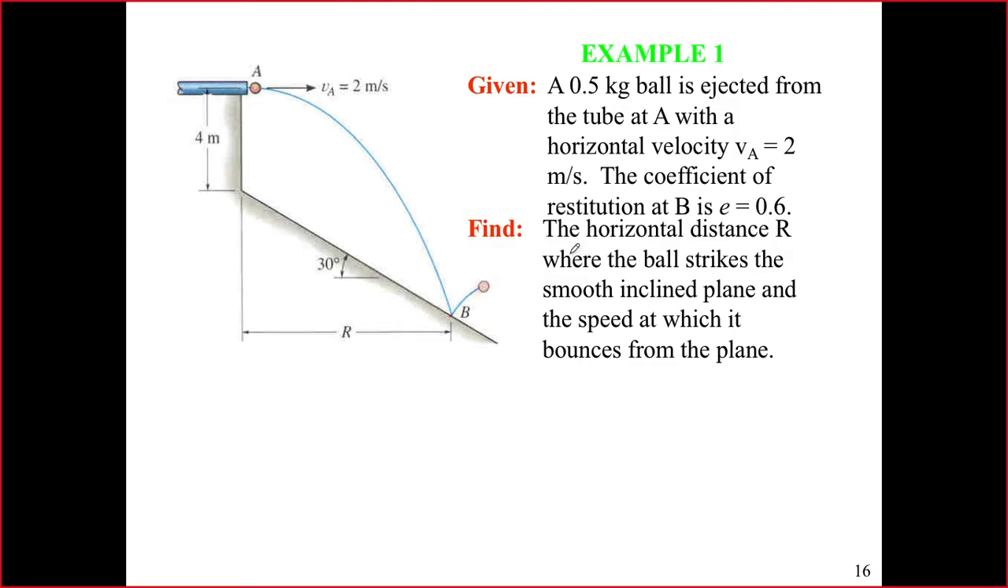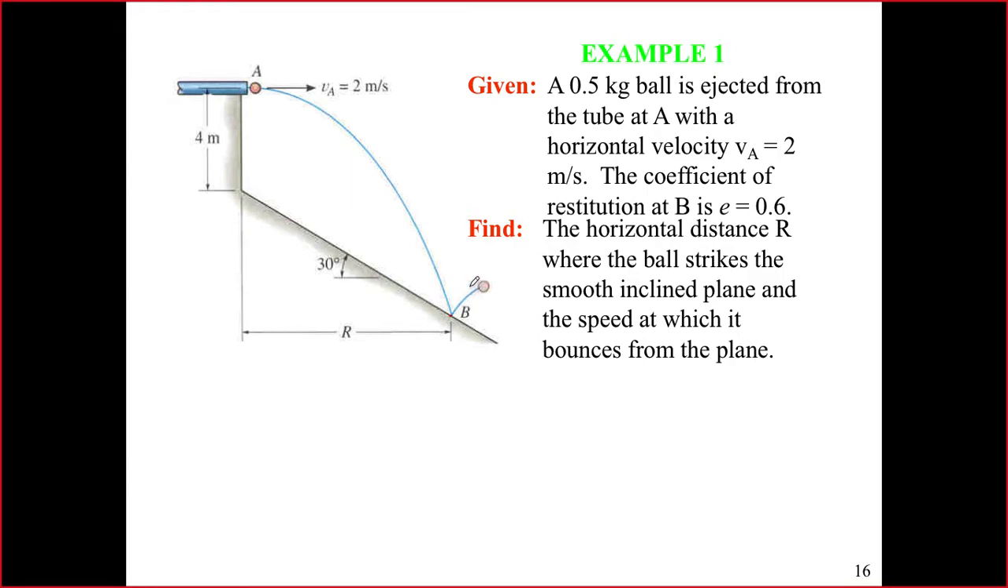What we want to find exactly is the horizontal distance r at which the ball strikes the smooth inclined plane, and the speed at which it bounces off. Meaning when it bounces off from here, because there's a coefficient of restitution less than 1, there's going to be some energy loss. So we're trying to figure out with what speed it bounces off the plane. Perfect. So that's what we are doing.